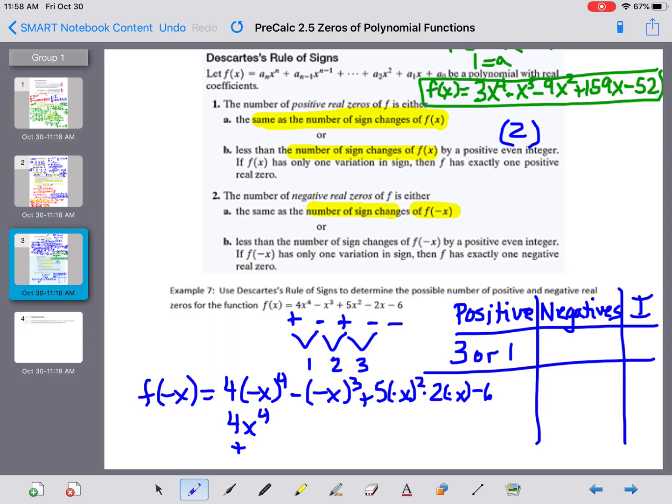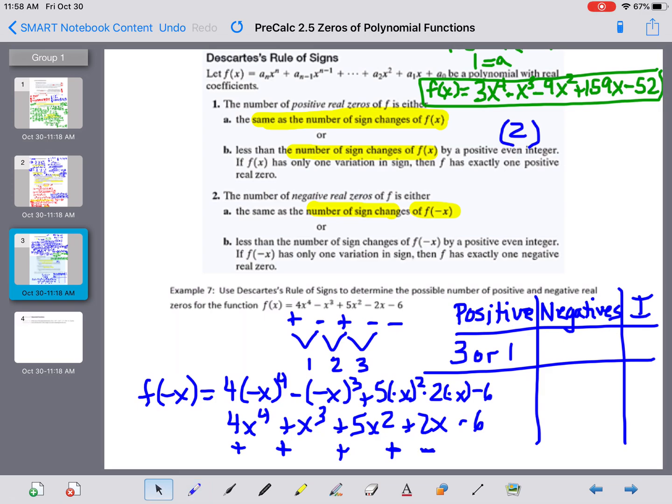Negative x cubed will be a negative times that negative, which makes it positive x cubed, so now I have another positive. Negative x squared is not going to change a sign. I'm just going to leave it 5x squared, so that's also positive. Negative 2 times negative x will change to positive 2x, which will stay positive, and then I have this minus 6 at the end, which is negative. Okay.